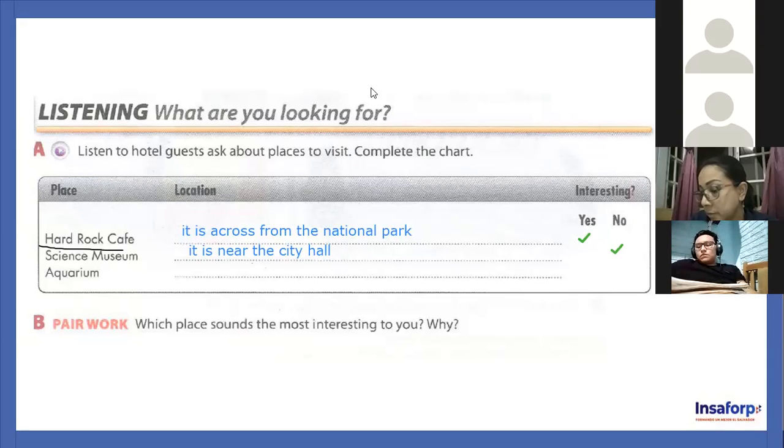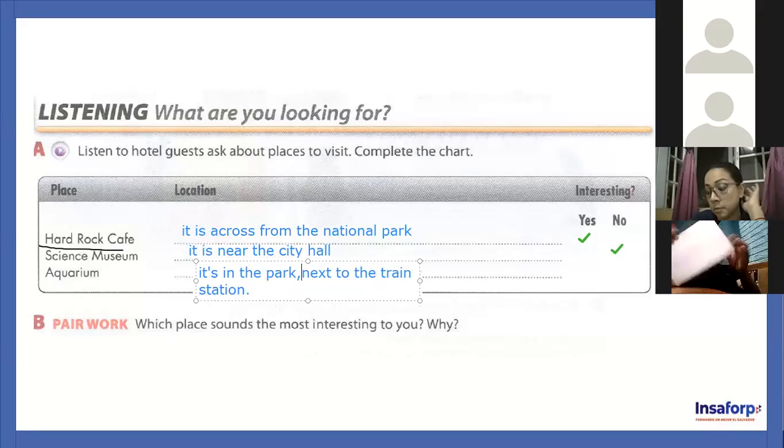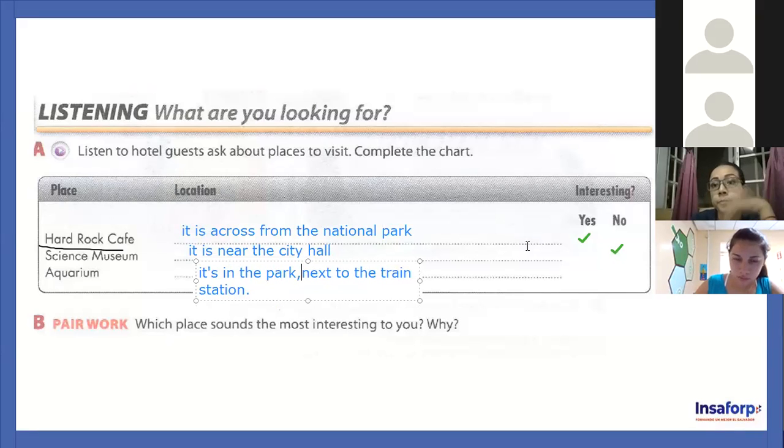What about the aquarium? Where is it located? It is next to the train station. Yes, next to the train station. Okay. Are they interesting? Yes. I'm sorry, Fernando. No, it's in the park. It's in the park and next to the train station. Oh, it's in the park. Oh, yes. Okay, thank you. It's in the park, next to the train station. Okay, and they are interesting, right?